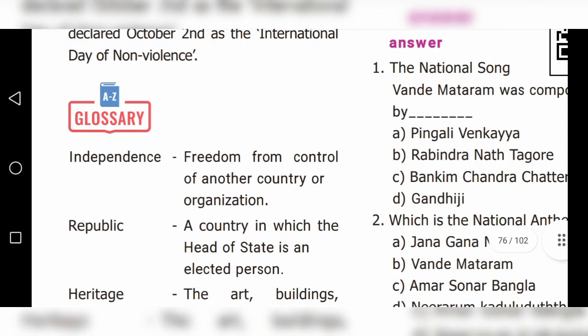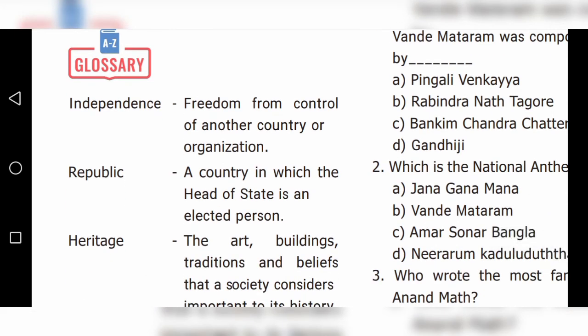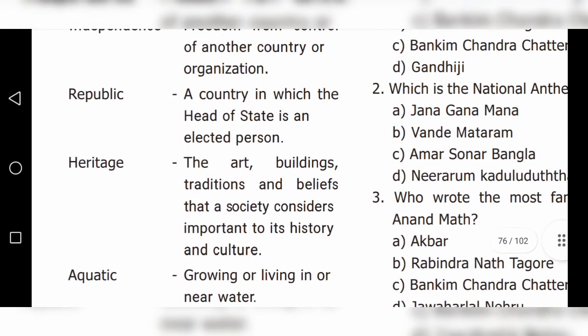Okay, children. Next, we are going to see the hard words we studied in this lesson. Independence. Glossary: freedom from control of another country or organization. That is called independence. Next one, a republic: a country in which the head of state is an elected person. Next one, heritage. Heritage means the art, buildings, traditions and beliefs that a society considers important to its history and culture.